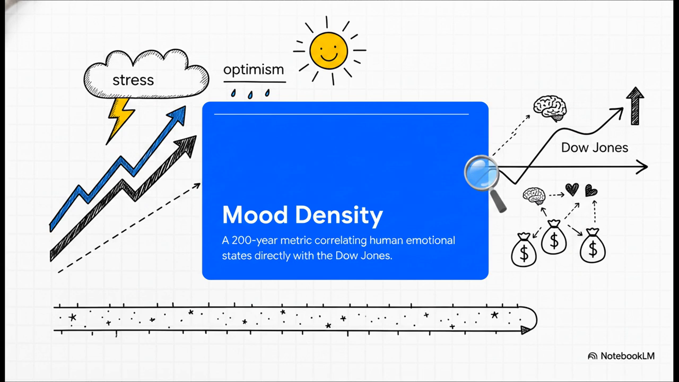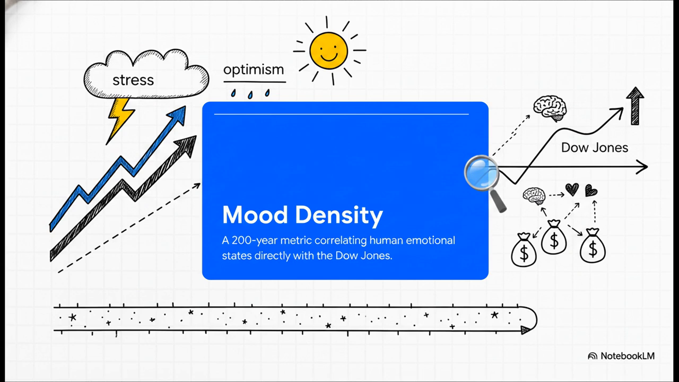According to the source document, market movement isn't just a reflection of monetary policy or capital allocation. Instead, it's treated as an actual, measurable, biological, and electrical state of collective humanity. Think of it like this. The text proposes that this mood density is driven by fluctuations in human electrical current, and that it correlates directly with the Dow Jones over a massive 200-year timeline.